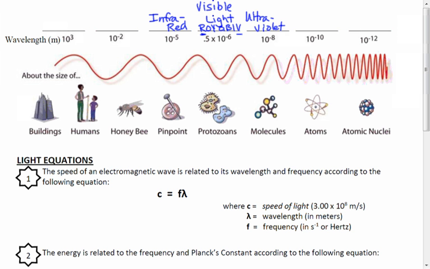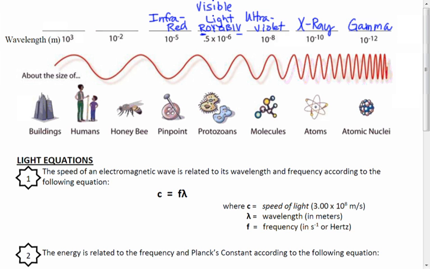Do y'all remember what I said was the very smallest one? Gamma. So gamma is going to be here at the end, the smallest wavelength, shortest wavelength. And then X-ray is right there next to it. We know that X-rays can be harmful just like gamma rays can. They're going to be small enough they can get through a lot of things.